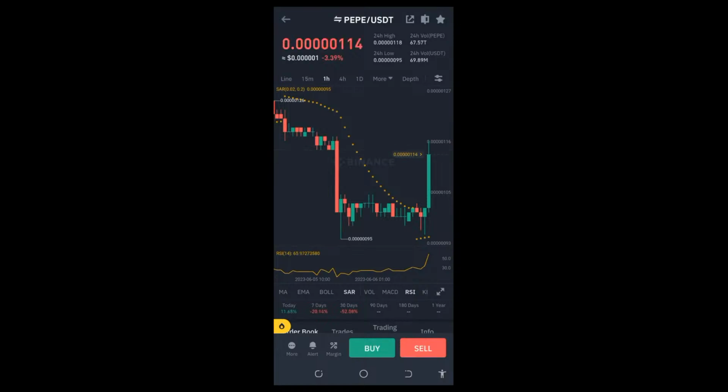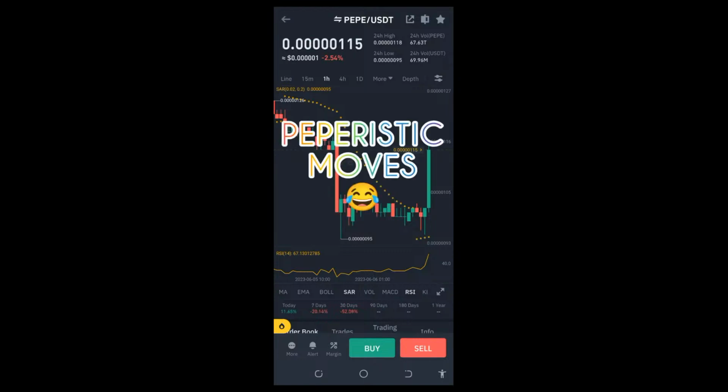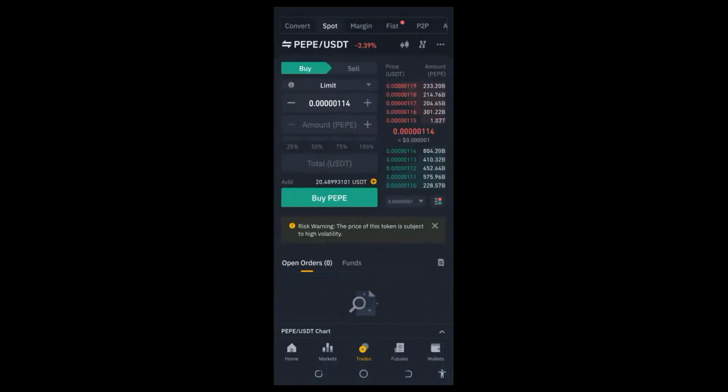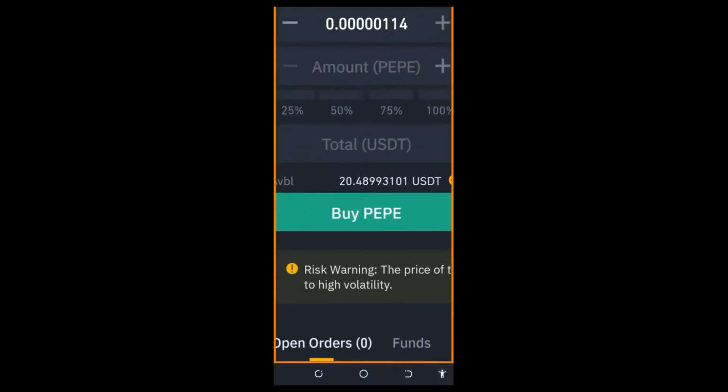And it just had a big pump, boom, to the top. And I'm telling you, Pepe has shown that it's time for it to pepper us, right? So Pepe has peppered us. It has given us some pepperistic moves. Awesome. So that was actually a nice one. As you can see, this is about 2.4% profit.